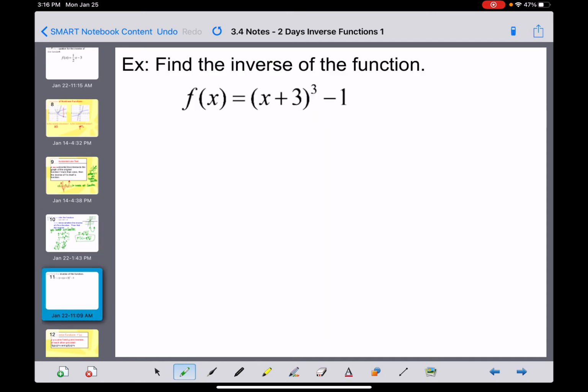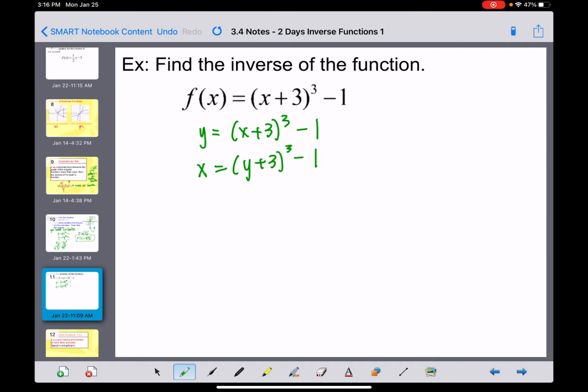Go ahead and do the next one. Try that one on your own. So pause the video, and then I'm going to solve it here. So I'm going to put a y in there first. Then I'm going to switch x and y. And then I'm going to solve.